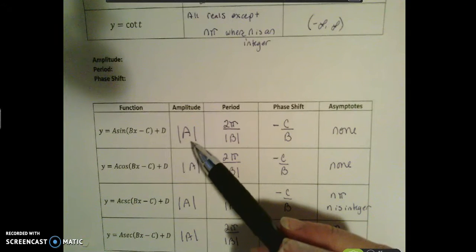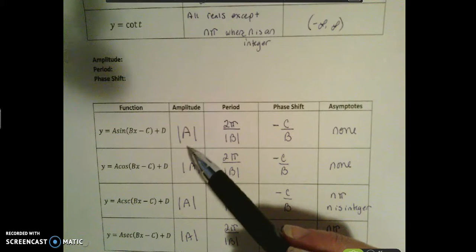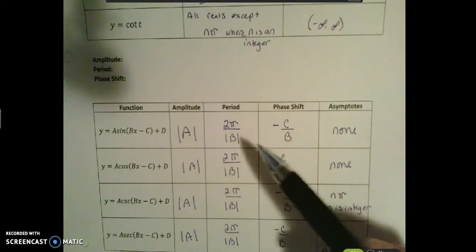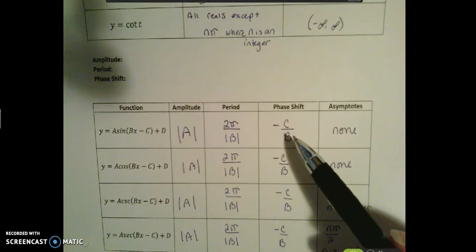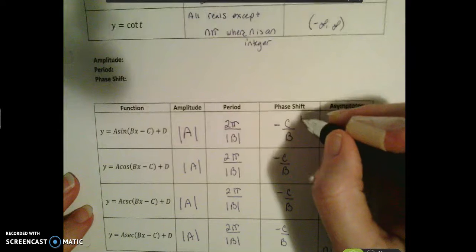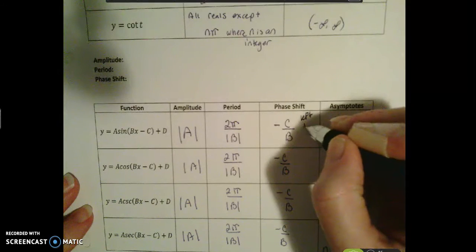The amplitude is how high the graph goes or how low the graph goes. So it's +1 to -1. The phase shift is, like we did with other curves, the ability to go left and right. So left to right.